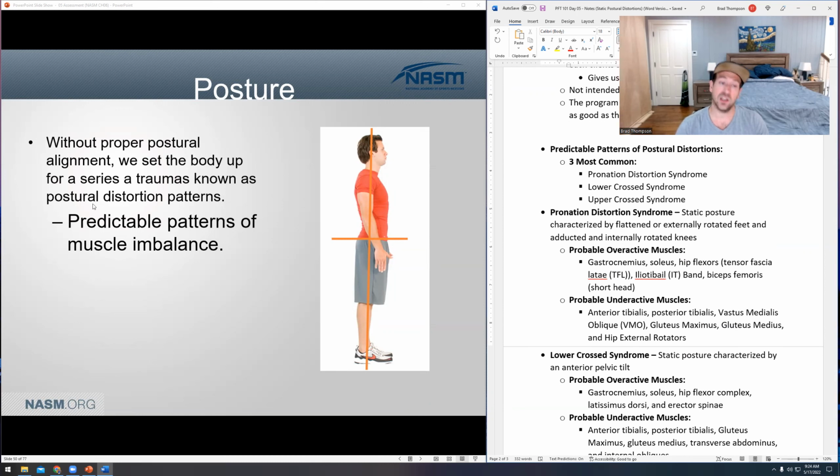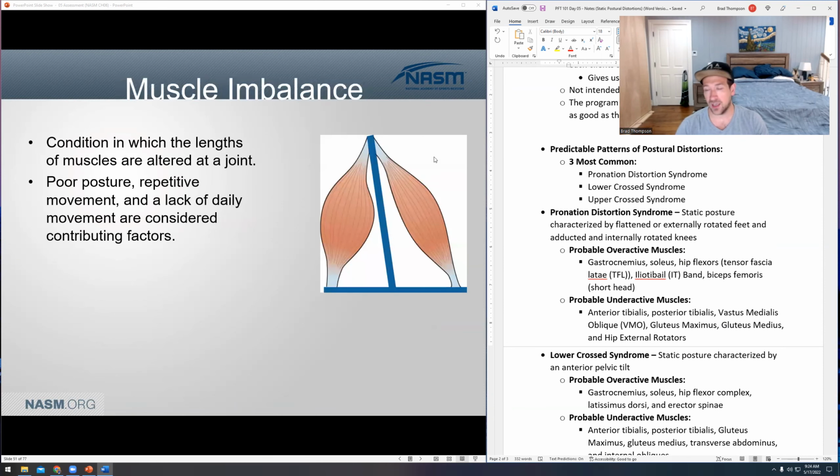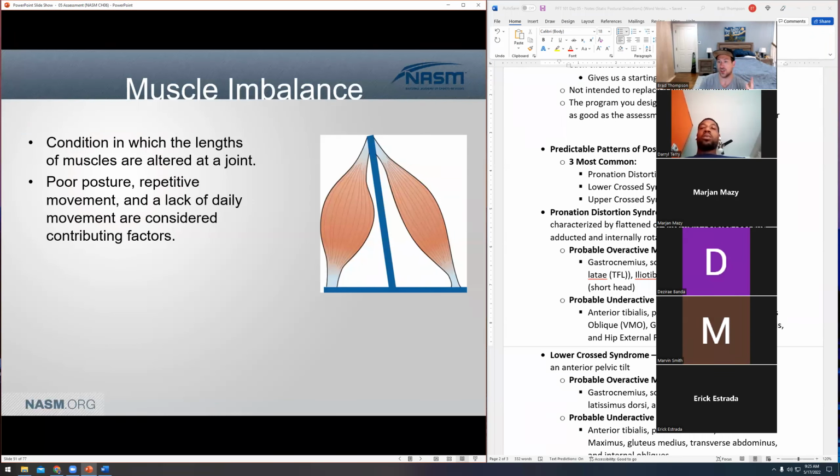So we're going to look for some main predictable patterns of muscle imbalance. We're going to look for the most common versions of postural distortions. When I say a muscle imbalance, again, we're looking at where one muscle on one side of the joint is a little tighter than it's supposed to be, and another muscle on the other side of the joint is looser than it's supposed to be. Now, this could be due to scar tissue. Maybe this muscle got injured, so it tightened up because it has scar tissue, or maybe it's because we use that muscle too often.